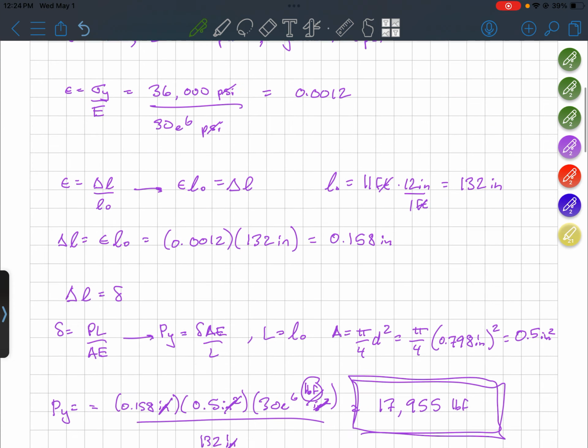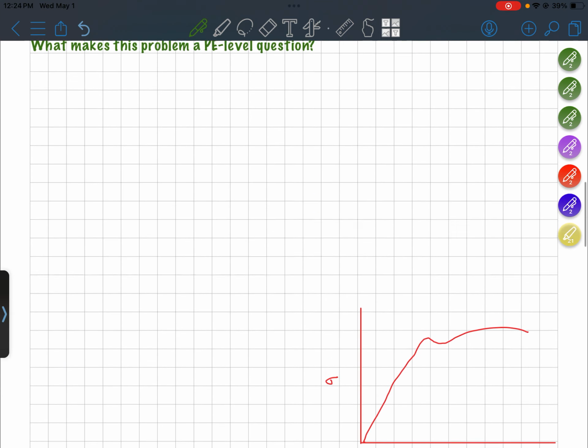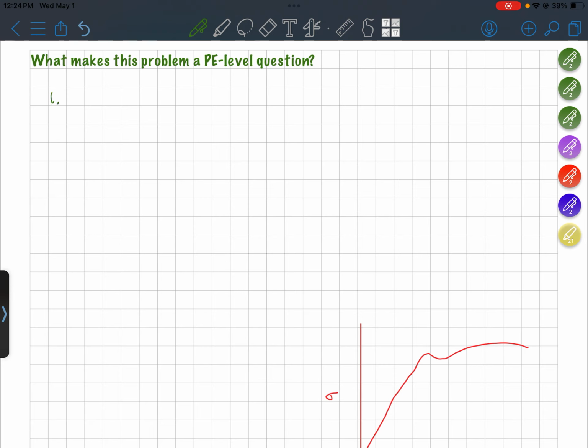Now, let's talk about what makes this problem a PE level question. First up, we've seen this a bunch of times. It's multi-step. Even if it's a simple problem, it's going to be multi-step. We're never going to get anything that's just one and done. Second, we've got multiple concepts all jammed into the same question. Now this was like a 5 or 6 step question, and we've got 4 concepts in it.